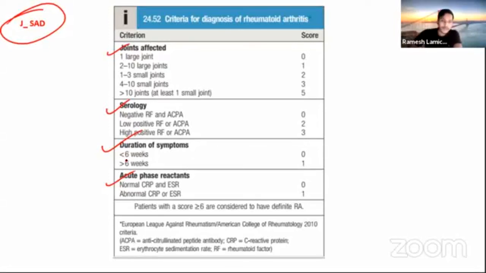Whenever the patient has involvement of the small joints, more small joint involvement will get a bigger score. Here, 4 to 10 small joints were found in the patient, so we got a score of 3. So usually think about the small joints in rheumatoid arthritis. Serology is negative rheumatoid factor and anti-citrullinated peptide antibody.